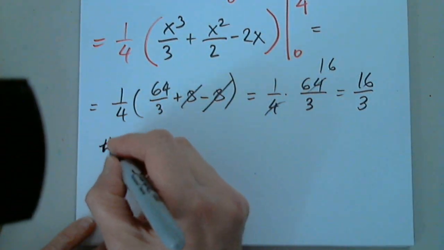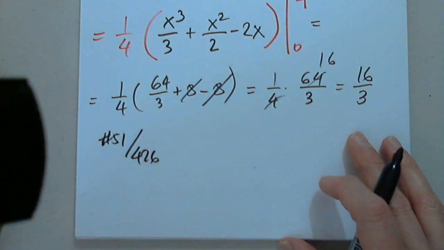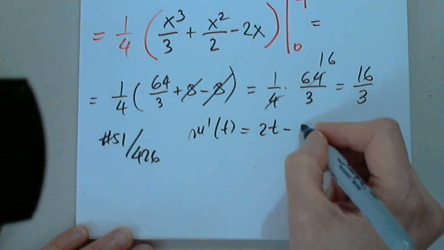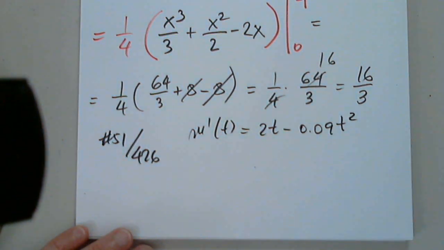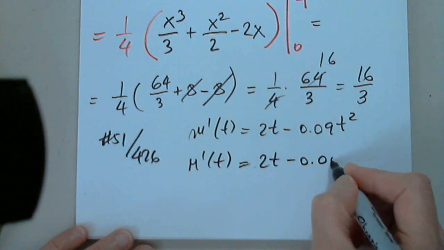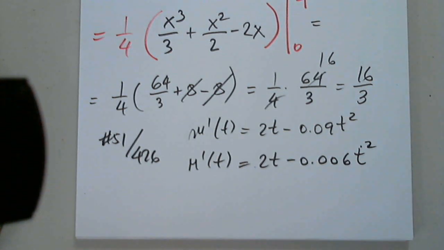Look at 51,426. In a memory experiment, Alan is able to memorize words at a rate, in words per minute, given by m'(t) = 2t - 0.09t². In the same memory experiment, Bonnie has m'(t) = 2t - 0.06t², not two zeros, just one zero, t squared.